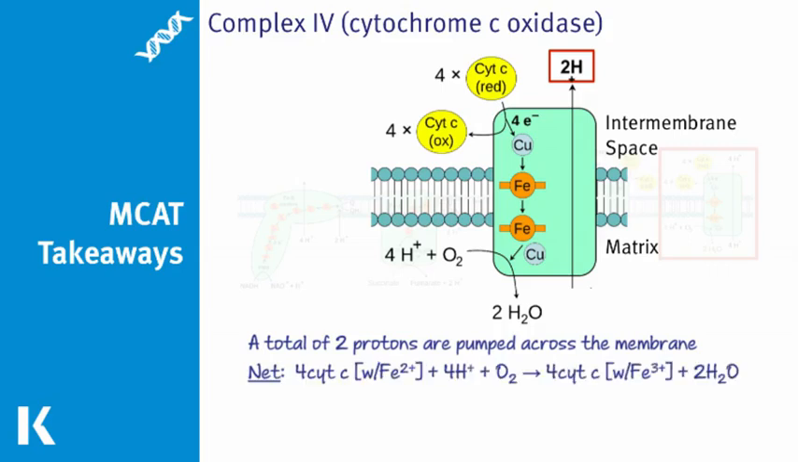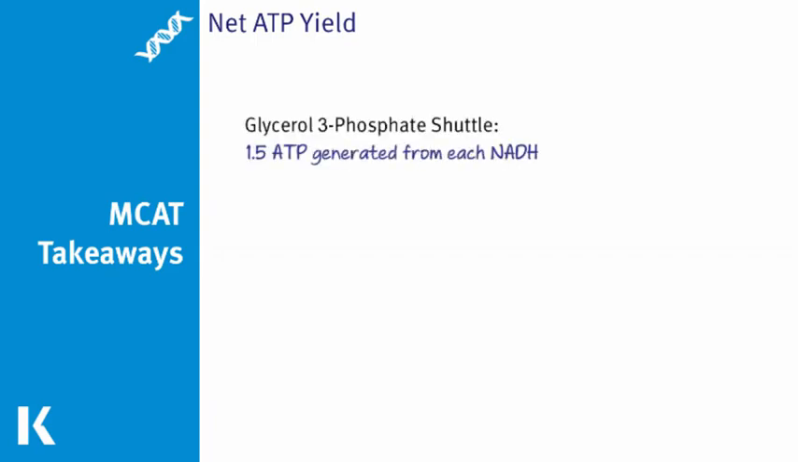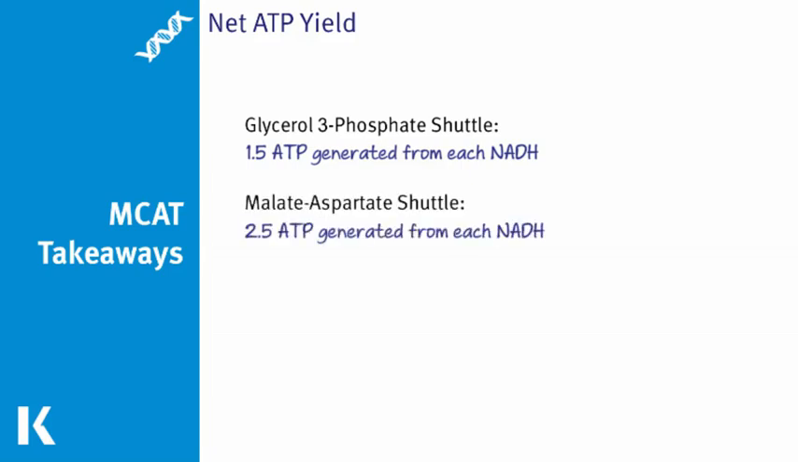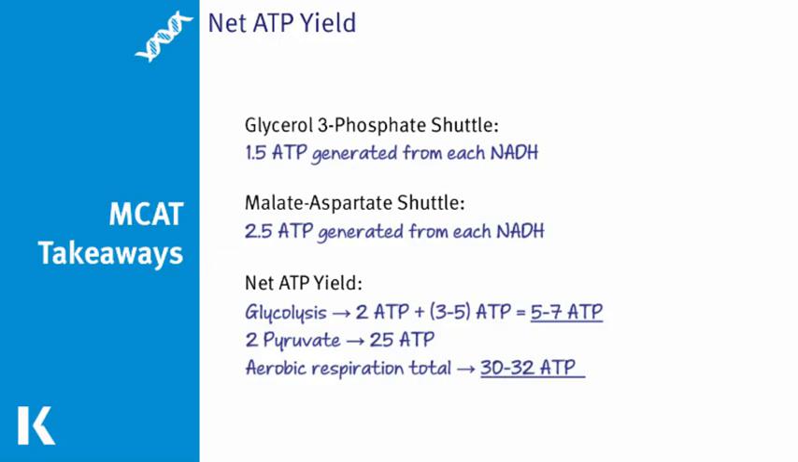to produce water. As far as the NADH shuttles go, if you remember one thing, make sure it's the ATP yields. The glycerol 3-phosphate shuttle will produce 1.5 ATP per NADH, and the malate aspartate shuttle will produce 2.5 ATP per NADH, so that, in total, 5 to 7 ATP will be formed as a result of glycolysis, and 30 to 32 will be generated overall.